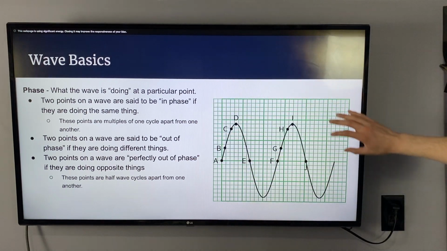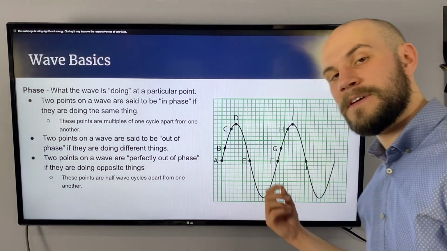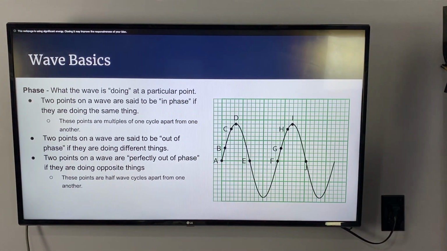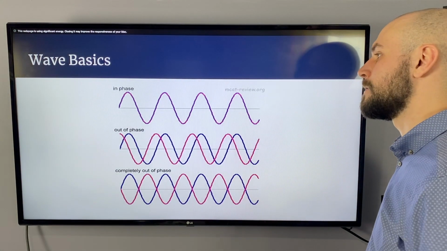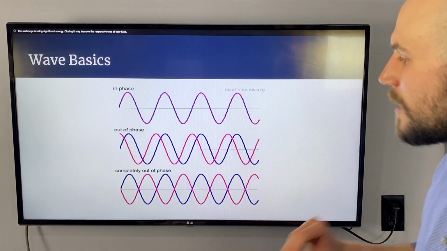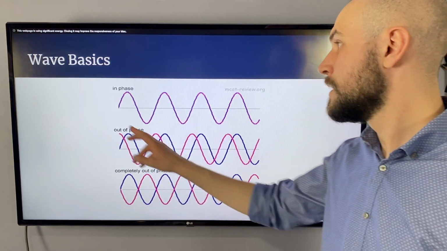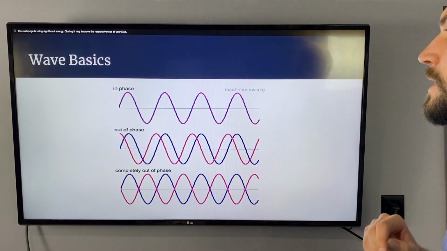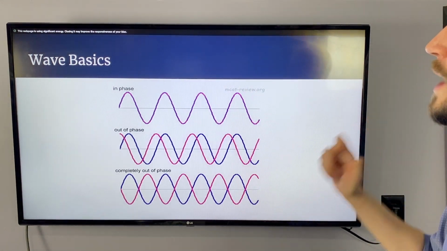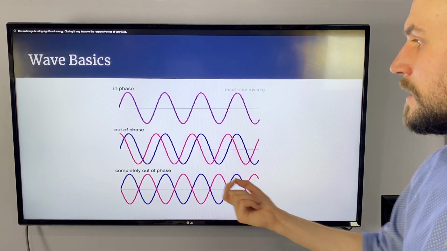I identified points on a single wave that are either in phase or out of phase, but we can have completely different waves and discuss if these waves are in phase or out of phase. Notice we have this red and blue wave. Up here, the red and the blue wave are perfectly on top of one another. That means these two waves are in phase.